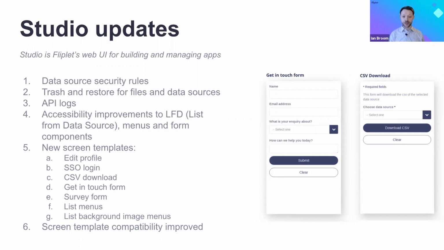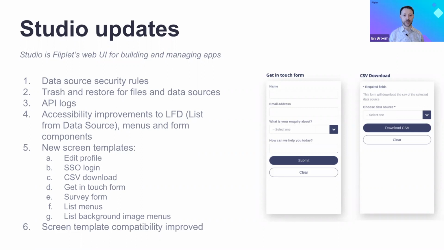We've improved accessibility for a couple of components, predominantly to support accessibility on web. So the list from data source, menus, and form components have all been enhanced. We've also got a suite of new screen templates. These templates are fairly common, but we believe that they'll dramatically improve the efficiency of customers to create new apps or add features to existing apps.